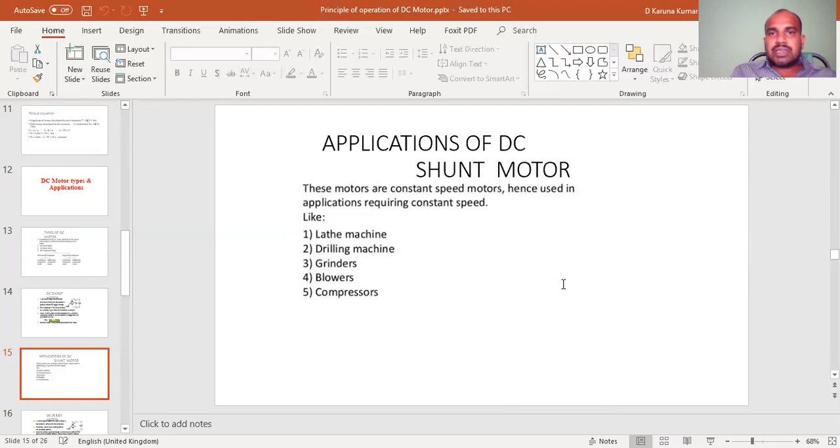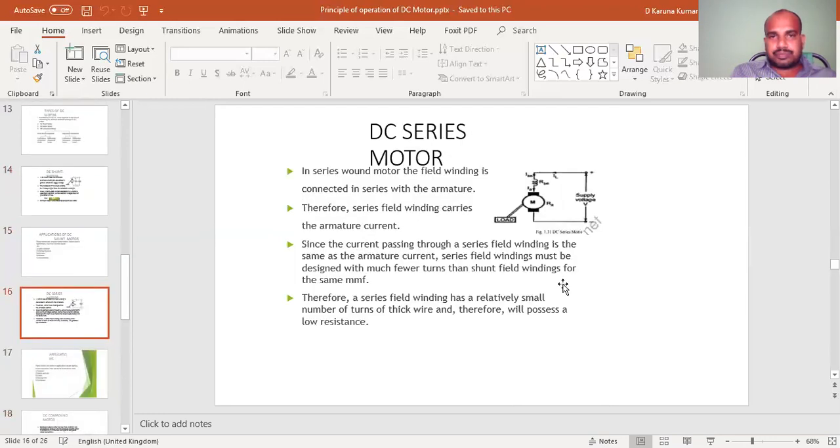The next one is the series motor. The series field winding is connected in series with the armature winding. So this machine is called a series motor. The series field winding carries the armature current. That means the current passing through the load, the armature winding, and the series field winding is the same.